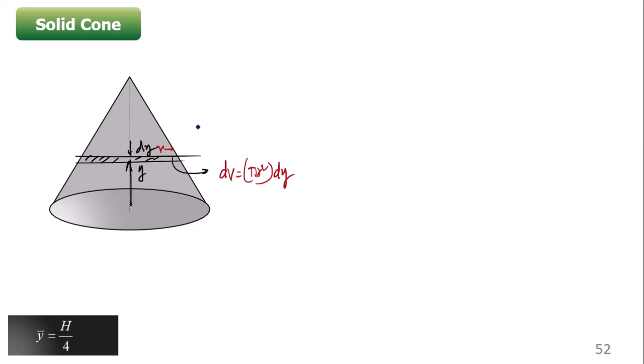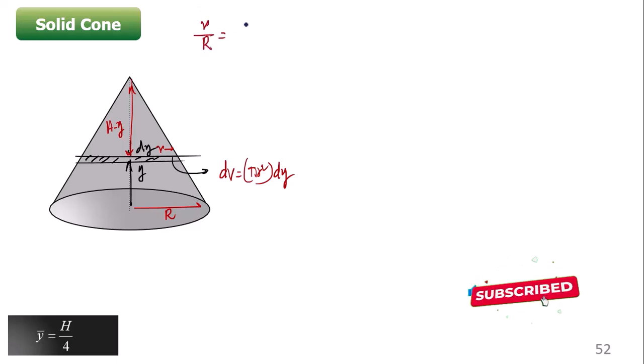Okay. Now what is r? For that, this vertical distance is our h minus y. There are two triangles which are similar to each other. This is the capital R number. If I do the similar triangle analysis, can I write small r divided by capital R equals h minus y divided by h?